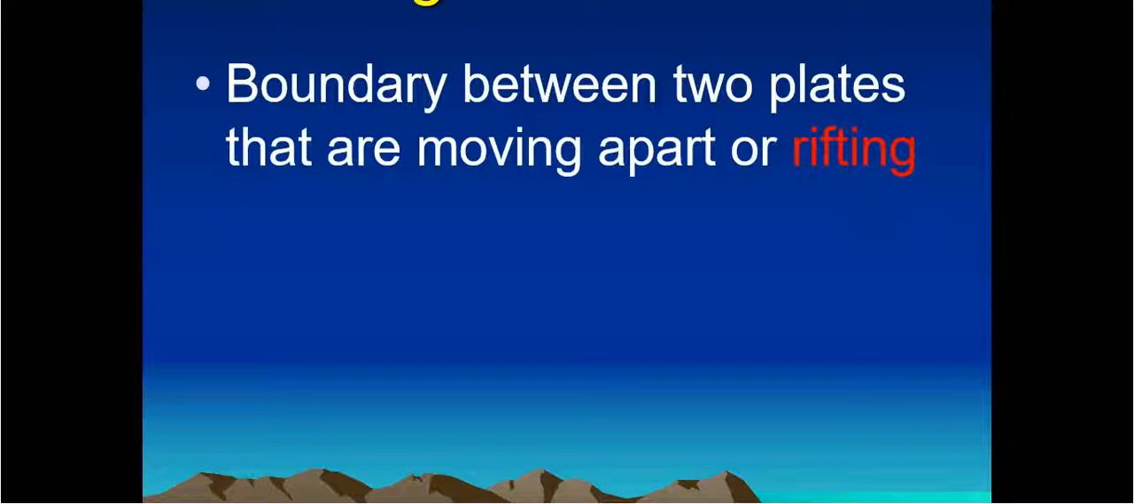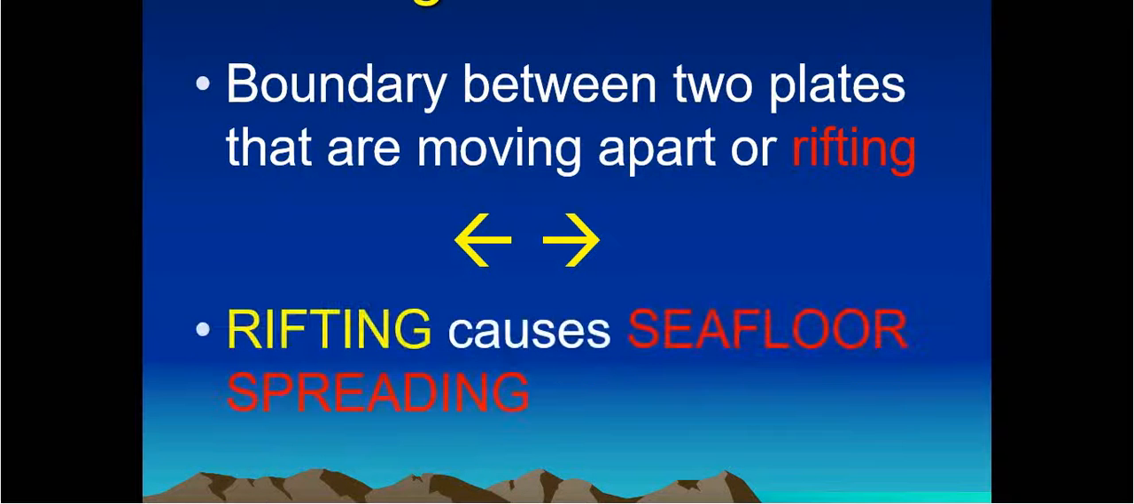Divergent plate boundaries are those which lie between two plates that move away from each other. That is known as rifting or drifting. We can see that these two plates move away from each other due to forces inside the plates which are exerted outward, and in response the two plates move away from each other. Rifting causes seafloor spreading.